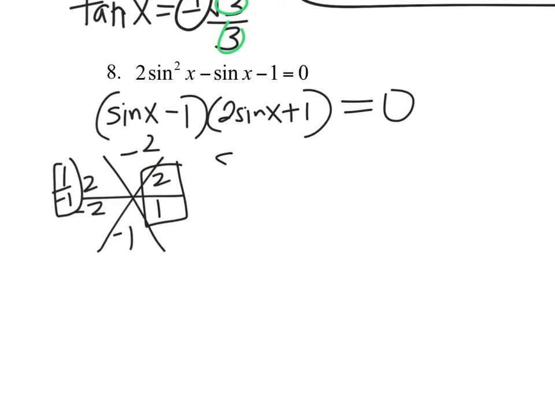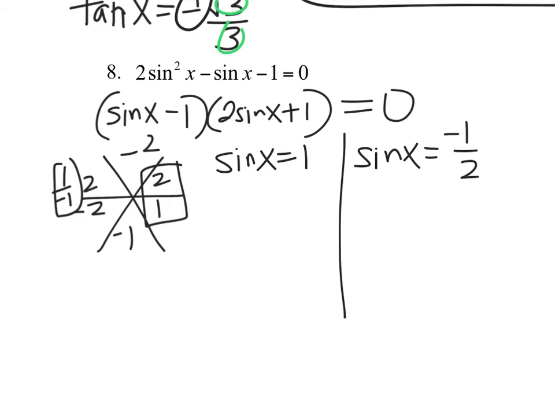I'm going to go and solve sine x equals 1. So sine x minus 1 would equal 0, so I'm just going to add 1 to the other side. And I also need to solve sine x equals -1/2. Good. And I hope you can do that part in your head. You're just subtracting over to the other side and dividing.